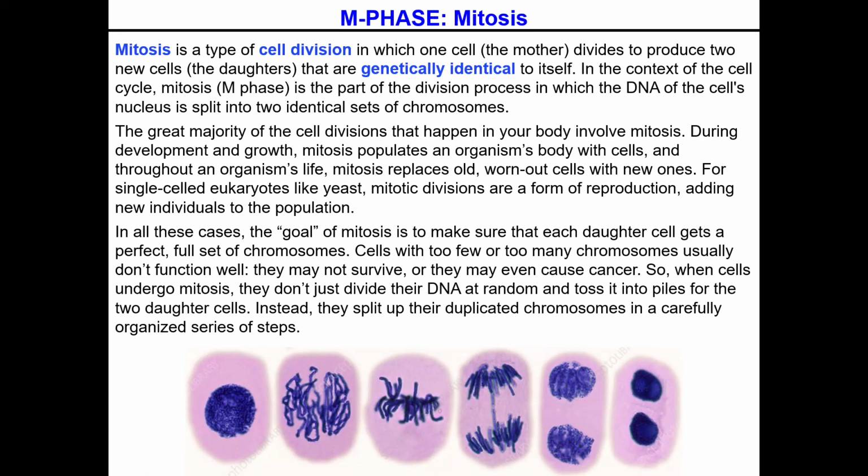Now, as you know, mitosis is a type of cell division right here. Basically what we're trying to do is take one cell, in this case the mother cell, and divide that to produce two new cells, also known as daughter cells. And these are going to be genetically identical to itself. The reason why is because mitosis is for the body. Now, we are going to cover another one known as meiosis, and that's going to be specific to sex cells. In this case, mitosis is for the body.